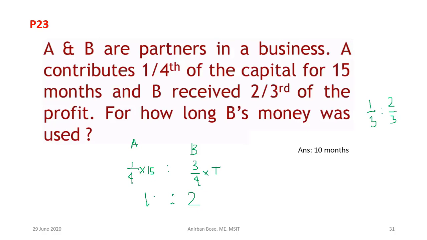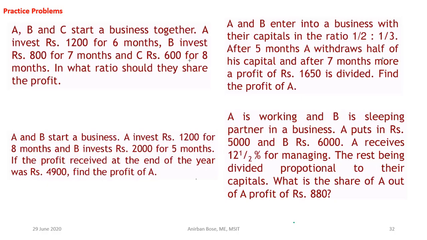So here you can see, from here this 4 will cancel. 3 will also cancel. So this ratio corresponds to 5:T. So if this 5 corresponds to 1, then 2 corresponds to 10. So the answer will be 10 months. These are some of the practice problems related to partnership business. Thank you.